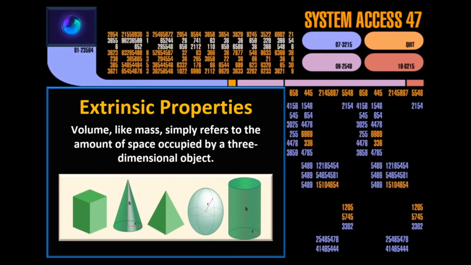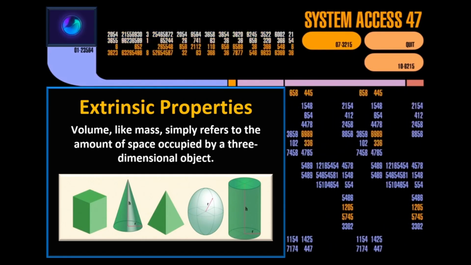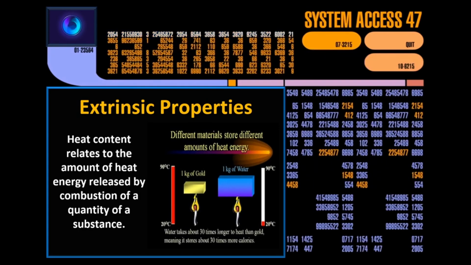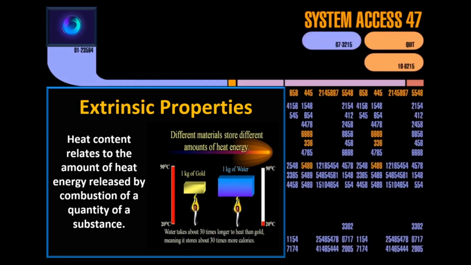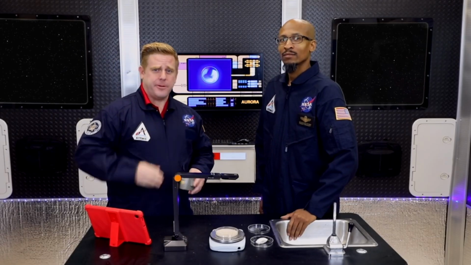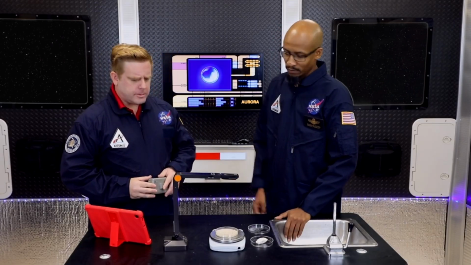Volume, like mass, simply refers to the amount of space occupied by a three-dimensional object. Heat content relates to the amount of heat energy released by combustion of a quantity of a substance. Well, those were very good descriptions of extrinsic properties, Aurora. Let's go ahead and use our sensor again to evaluate the material.